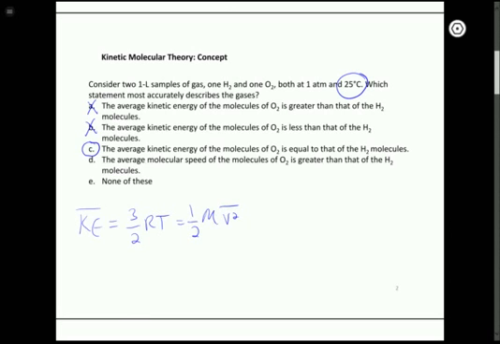Okay, so choice C is that exact possibility. The average kinetic energy of the two is equal. Choice D talks about average molecular speed. So here it would say that the O2 is greater than that of the H2 molecules. O2 is heavier than H2.